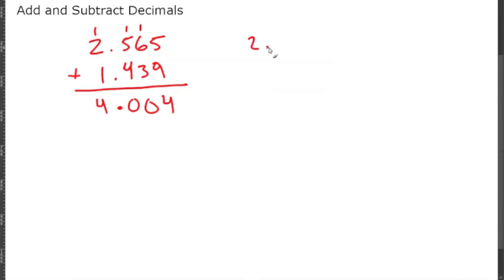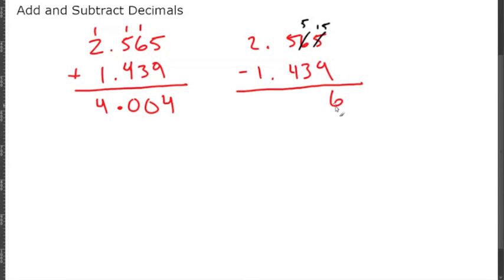Now let's subtract these two numbers. We cannot take 9 away from 5, so we're going to borrow from the column to the left. Taking away 1 from 6, this will now become a 5, but we can add 10 to the 5 to make it a 15 now. So 15 minus 9 is going to give us 6. 5 minus 3 is 2. 5 minus 4 is 1. Keep the decimal in line, and 2 minus 1 is 1. So we have 1 126 thousandths.